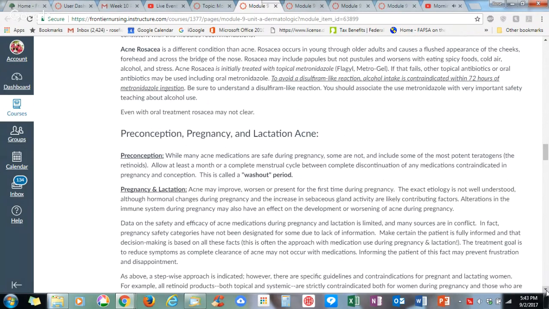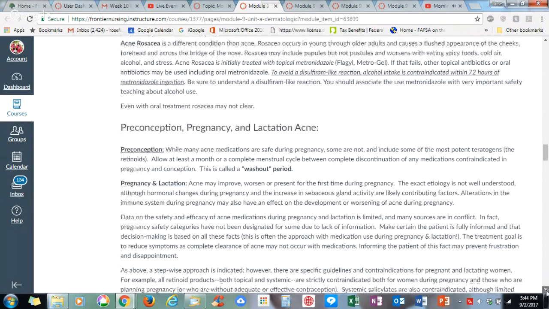To avoid a disulfiram-like reaction, alcohol intake is contraindicated within 72 hours of metronidazole ingestion. Be sure to understand a disulfiram-like reaction. You should associate the use of metronidazole with this very important safety teaching about alcohol use. Even with oral treatment, rosacea may not clear.